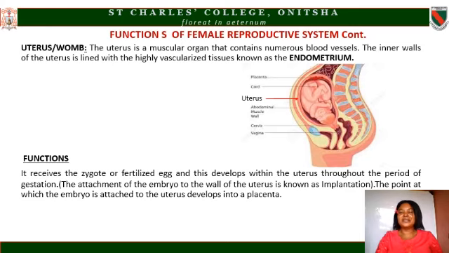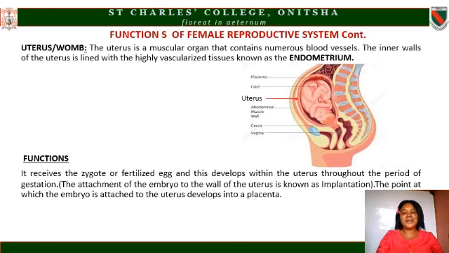The endometrium thickens and renews itself every month, preparing for pregnancy. And if pregnancy does not occur, the endometrium sheds in a process known as menstruation. Now, let's see the function. It receives the zygote or fertilized egg, and this develops within the uterus throughout the period of gestation.